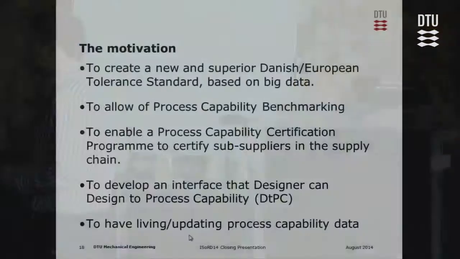What are the advantages? Well, some of the motivations would include to create a new superior Danish or European tolerance standard based on big data that is current, which is constantly updating based on current process capabilities. Then we can allow process capability benchmarking. So if we have the anonymized data of the current gold standard for injection molding, you can basically put your company's process capabilities into this system and work out where you are in terms of, are you a market leader or have you got huge room for improvement?